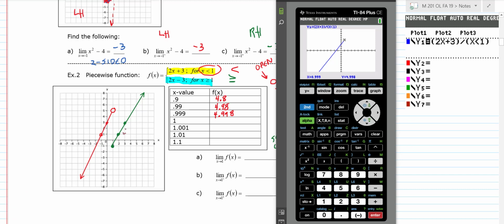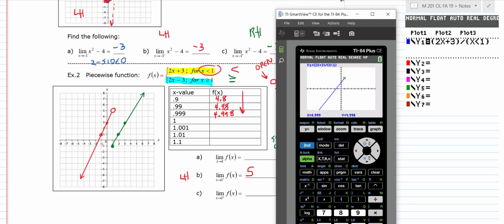And again, what we're doing is looking at the limit as we approach 1. So the left-hand limit is going to be this red part. We're coming from the left. So this part B would be the left-hand limit because of that negative superscript. What does it look like it's going to? Exactly. It looks like it's going to 5. Okay, very good.